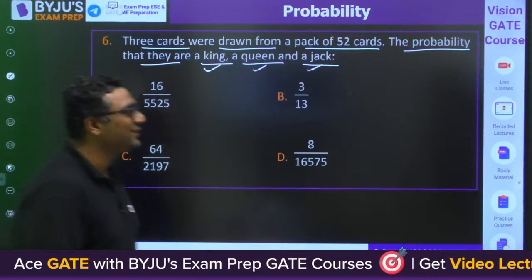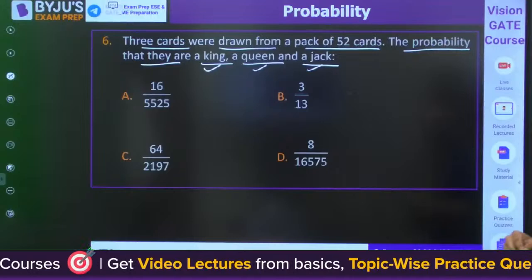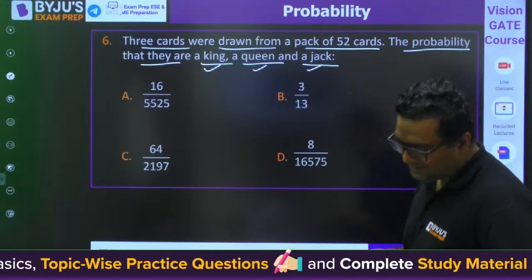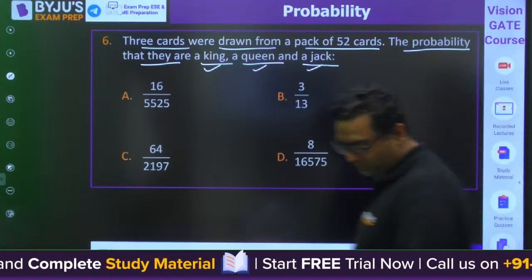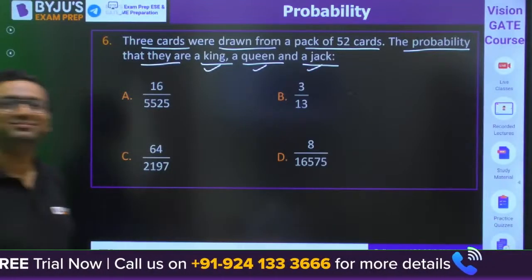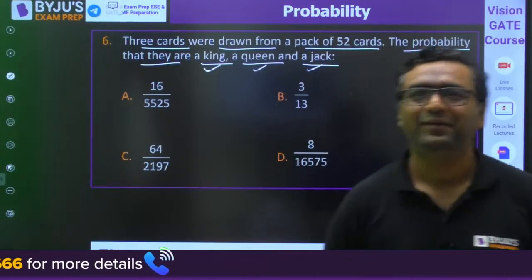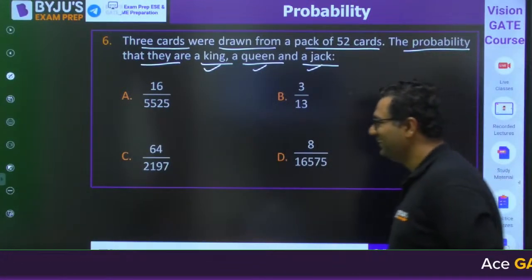Now the question is: 3 cards are drawn at random from a pack of 52 cards, the probability that they are queen, king and jack. Tell me, what would be the answer? Options are in front of you. Solve it.